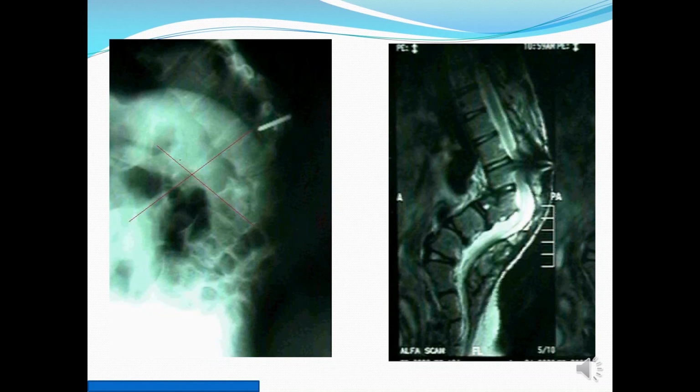A marked kyphotic deformity in a young girl, 14 years of age, and as we can see, there was an attempt at surgery before through an anterior approach, but with failure. This is her plain X-ray, with the angle measuring around 70 to 80, and the MRI shows the pathology of the spine and the bodies. Also, we can see a broken screw of a previous surgery.